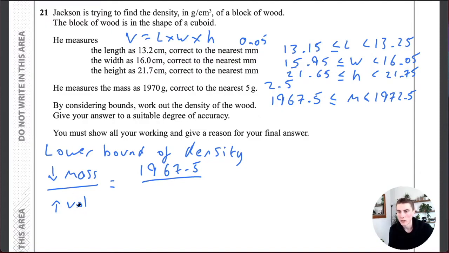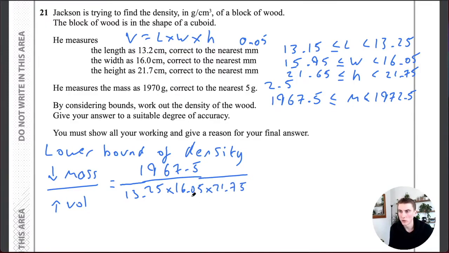So if I want to find the highest possible volume, I multiply all these. Down here, I'm going to do 13.25 times 16.05 times 21.75.